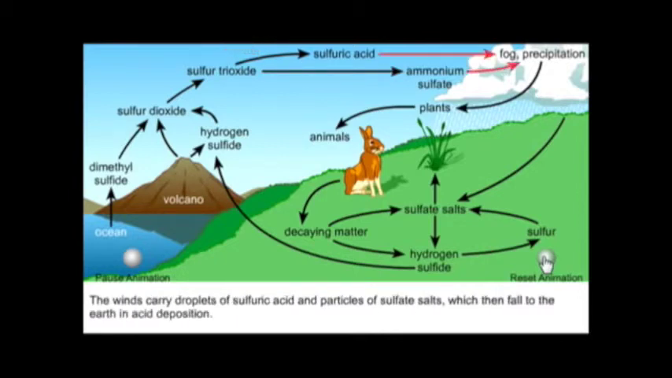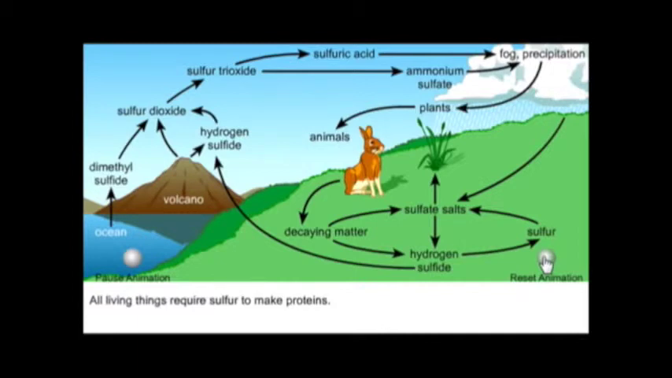The winds carry droplets of sulfuric acid and particles of sulfate salts, which then fall to the earth in acid deposition. By adding sulfur compounds to the air, the use of fossil fuels increases the rate of acid deposition. All living things require sulfur to make proteins. Plants get sulfur by taking up ions of sulfate salts from the soil.